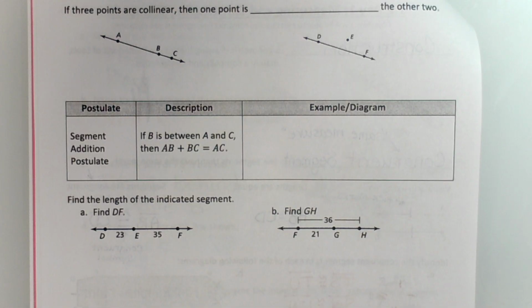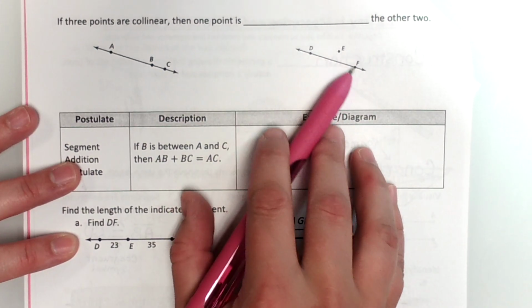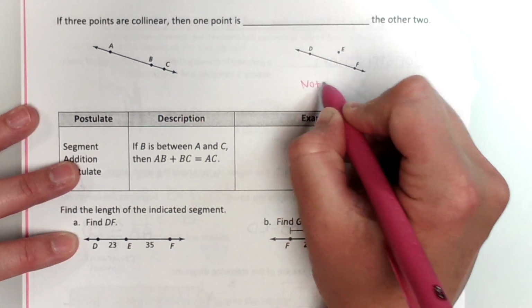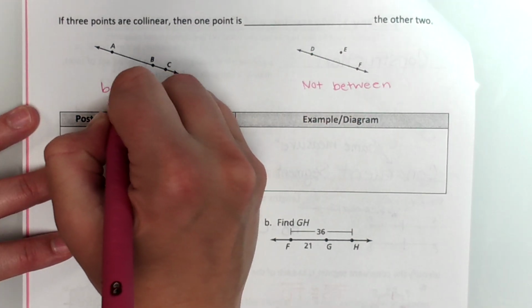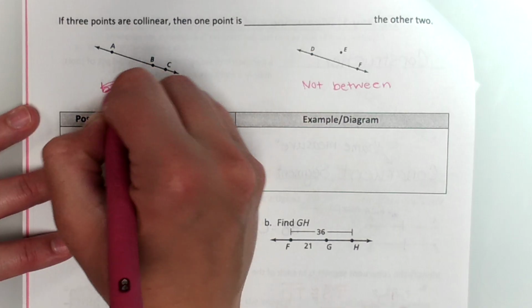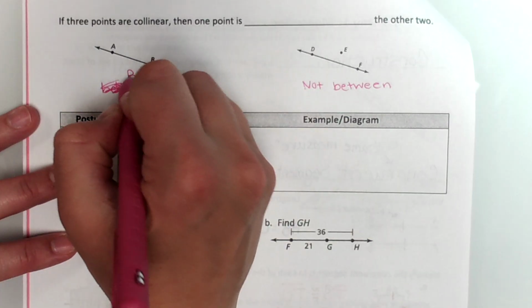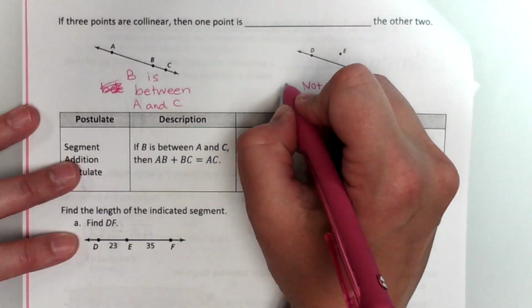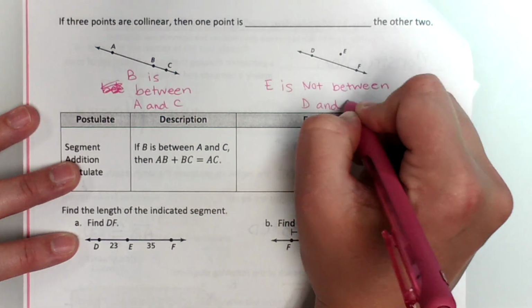In geometry, the word between means exactly on the same line to be between. Because if I looked at this picture, E kind of looks like it's between D and F, but it's not perfectly. So this is considered not between. Well, in this situation, my goodness, I can't write. We do have a between situation. B is between A and C. While in this one, I should have written the full sentence first. E is not between D and F.